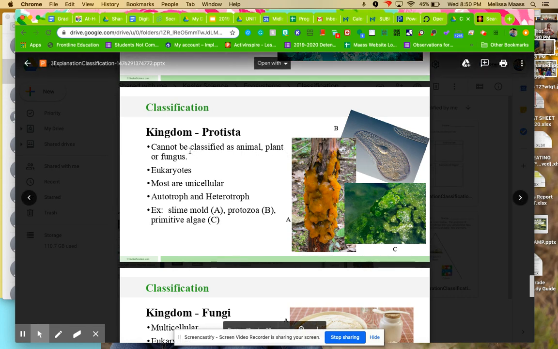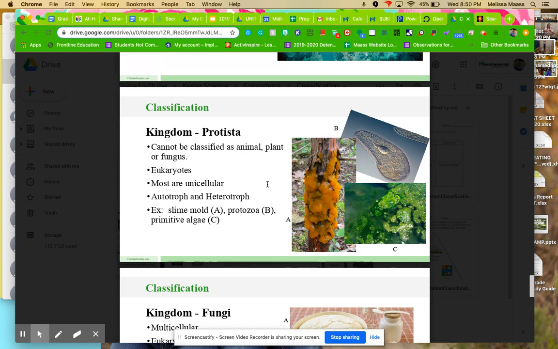Protists cannot be classified as animal, plant, or fungus. They're just like the oddballs, really. They're eukaryotic cells. They're going to be unicellular, they're made of one cell, but that one cell does have a nucleus. They're both autotrophic and heterotrophic, some can make their own food, and some cannot.